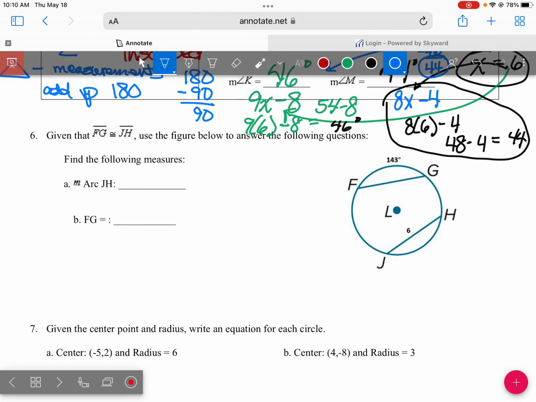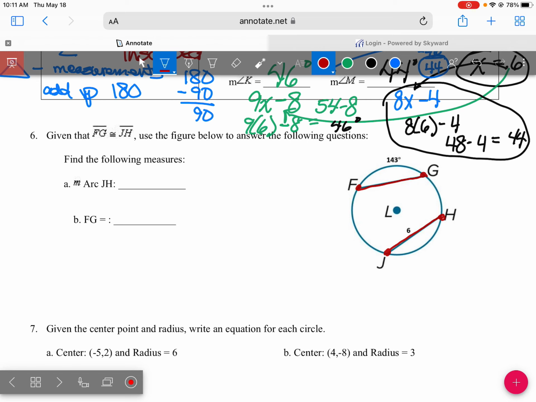All right. Any questions on 5? How about 6? Did we do 6? No. Given that line segment FG, that is a chord, is congruent to line segment JH, find the following measures. So JH is 6. What is the length of FG?